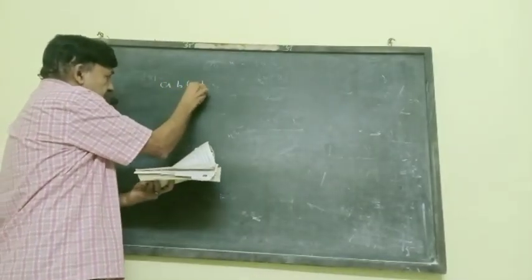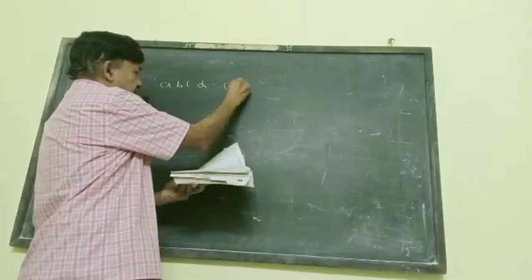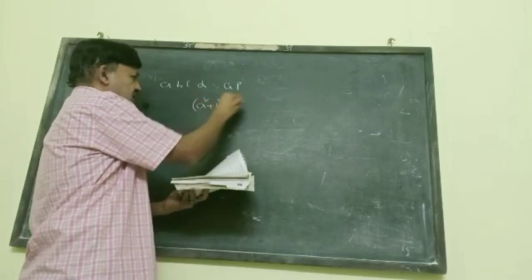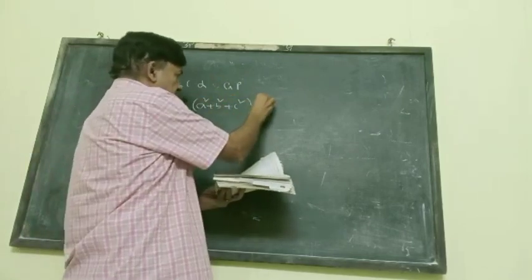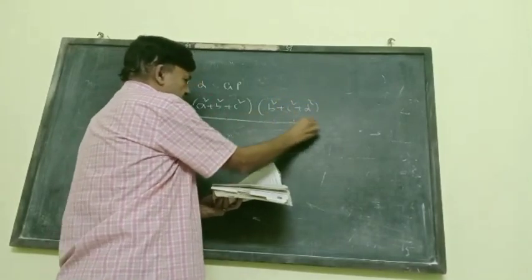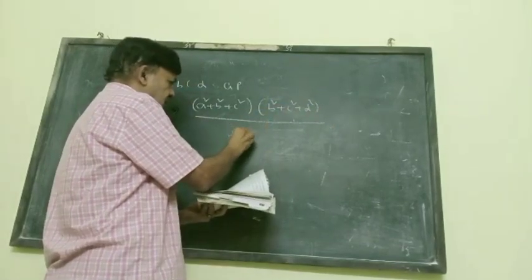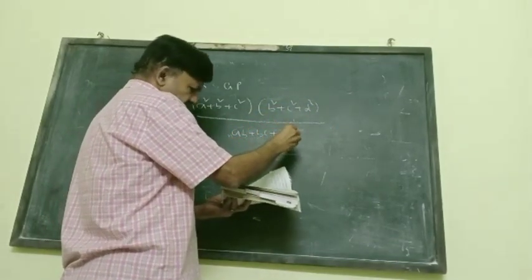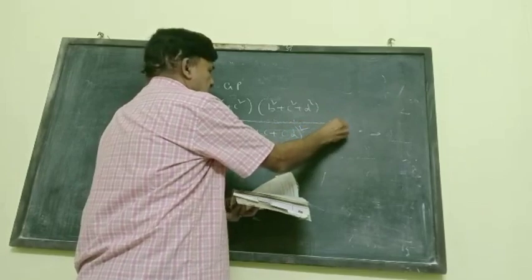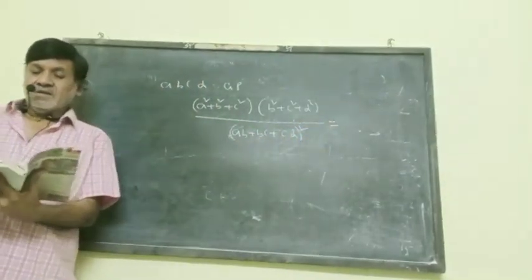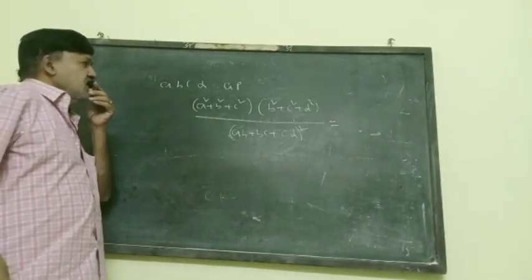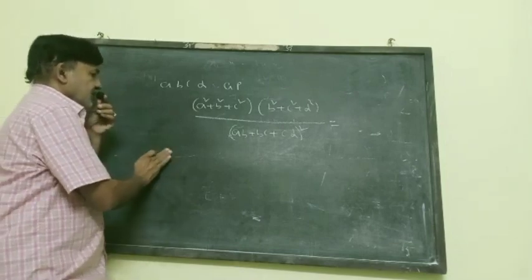A, B, C, D are in GP. The value of (A square plus B square plus C square) into (B square plus C square plus D square), whole divided by (AB plus BC plus CD) whole square, is equal to how much? A, B, C, D are in GP, you have to calculate this.